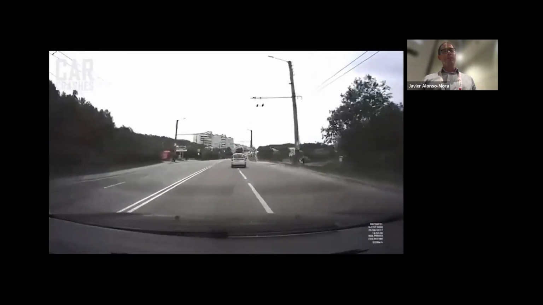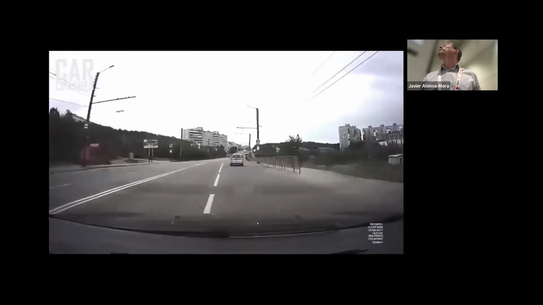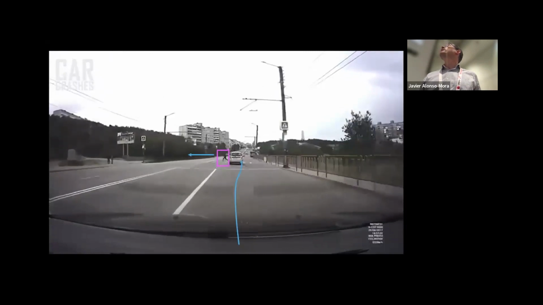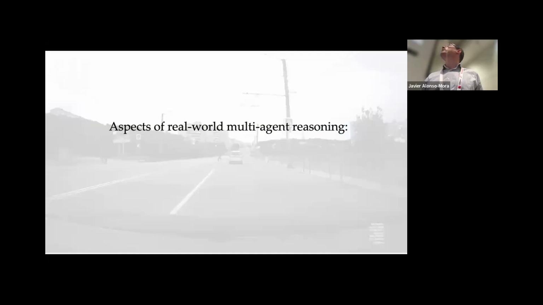So here when the pedestrian comes there, then you think that it's going left, but at the end it goes right. So you want to account for multiple possible futures when you do contingency planning. In the morning, there was also a speaker talking about contingency planning. So now there are some aspects of real-world interaction that one needs to take into account here.